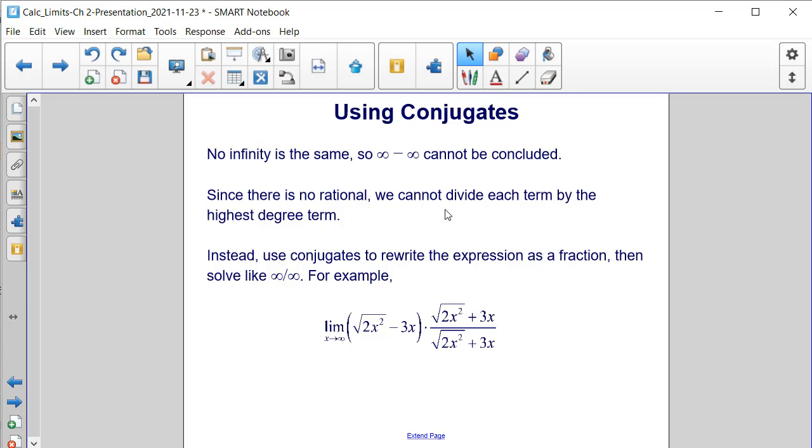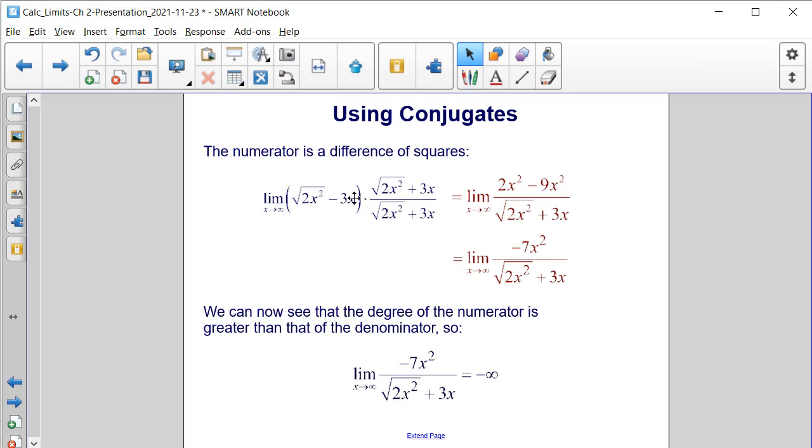Instead, we're going to use conjugates to rewrite the expression as a fraction. And then we're going to solve it just as we do with infinity divided by infinity. So for example, if we're taking the limit of the square root of 2x squared, and then outside the radical we have minus 3x, and we're taking that limit as x approaches infinity, we're going to begin by multiplying by 1, and any expression over itself is equal to 1. So that expression is going to be this conjugate. So the square root of the quantity 2x squared inside the radical plus 3x outside of the radical over itself.